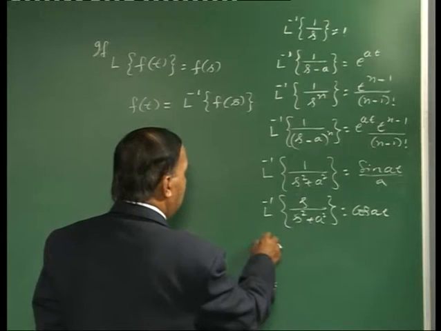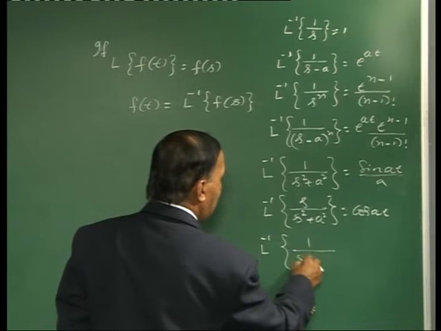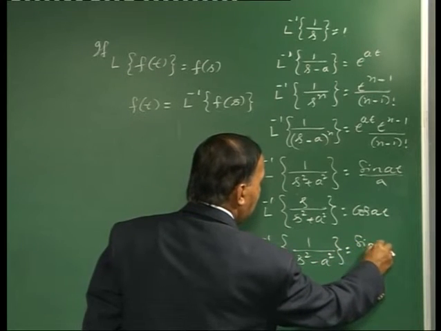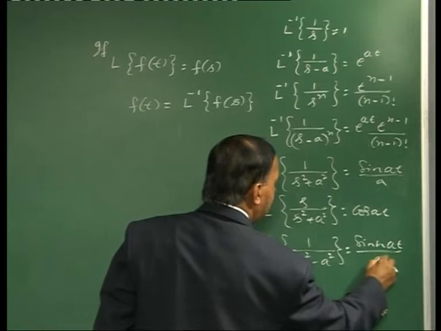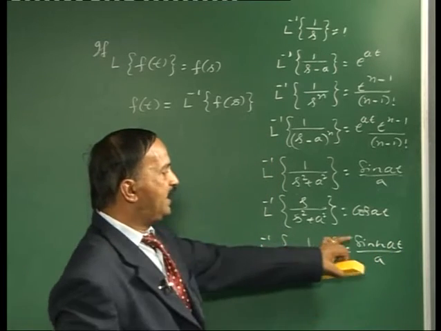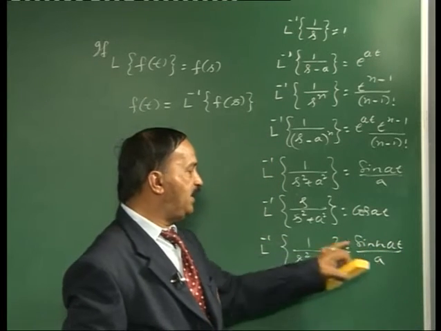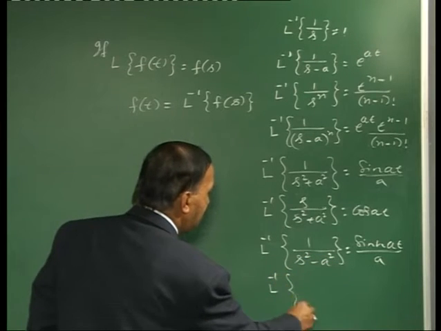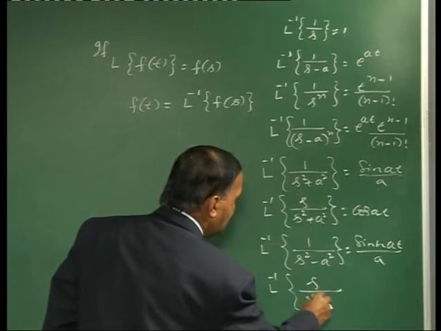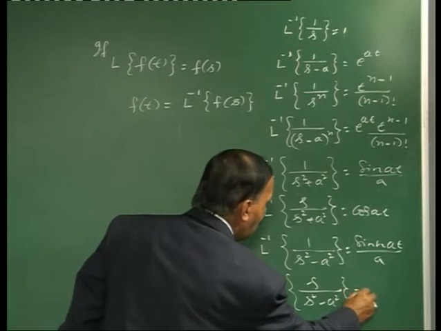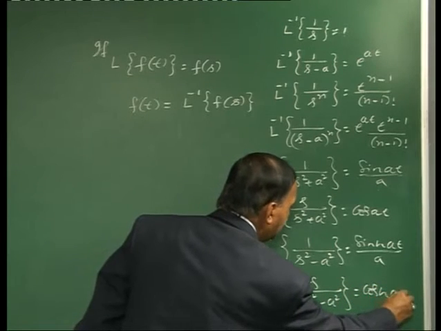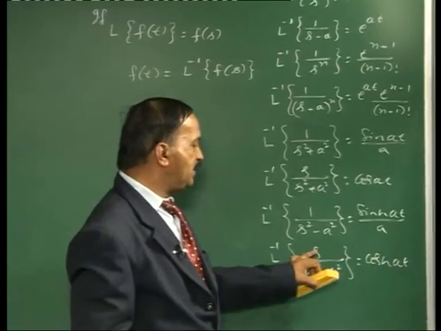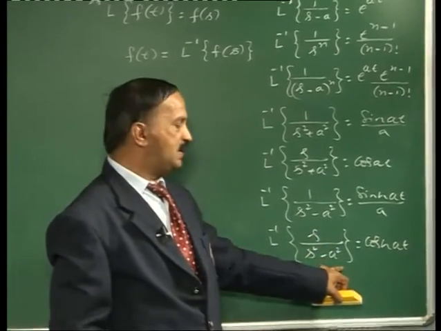L inverse of 1 by s square minus a square is equal to sin hyperbolic a t by a, because we know L of sin hyperbolic a t is equal to a by s square minus a square. L inverse of s divided by s square minus a square is equal to cos hyperbolic a t, because L of cos hyperbolic a t is equal to s by s square minus a square.